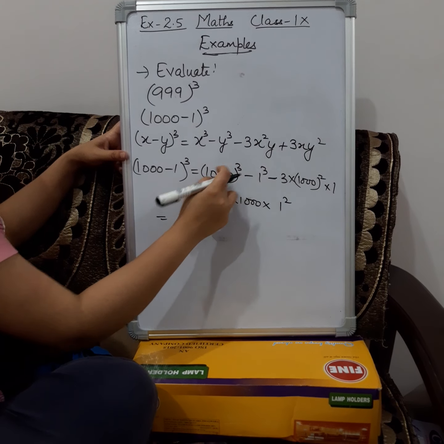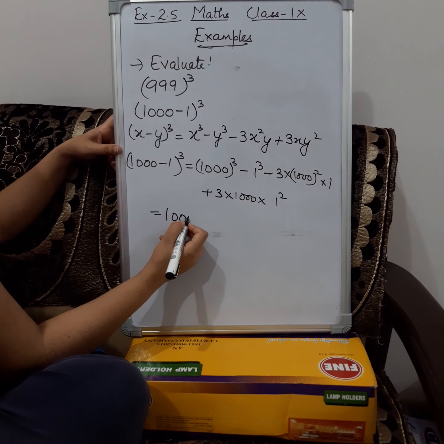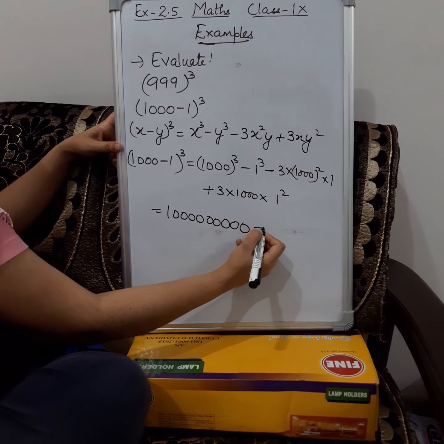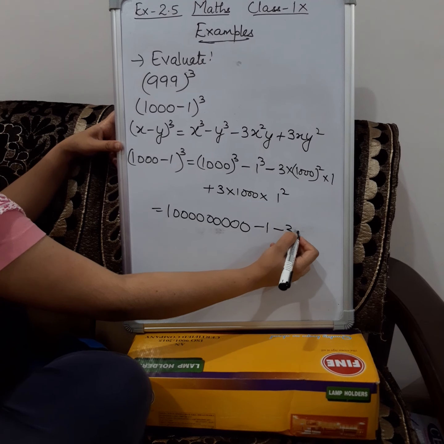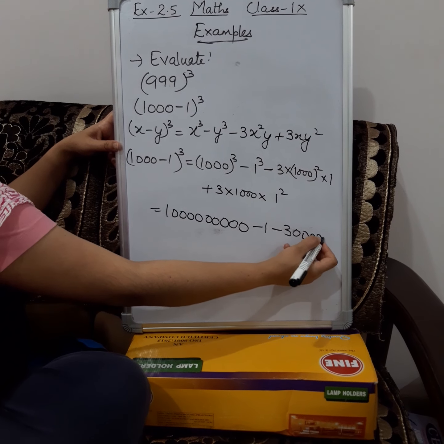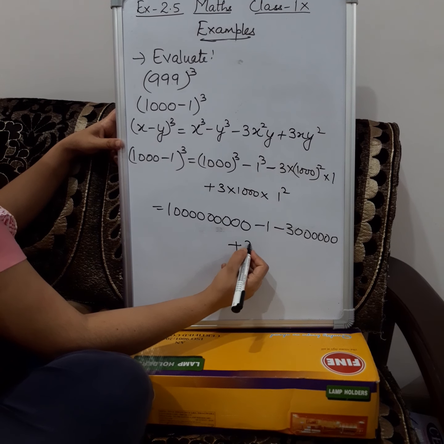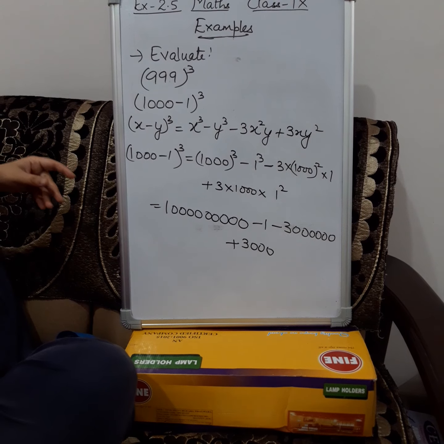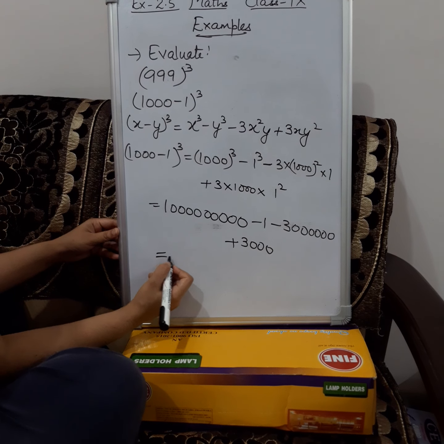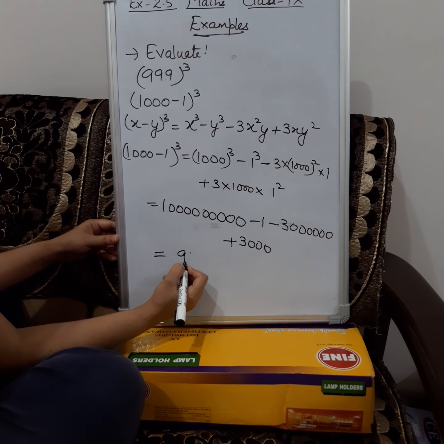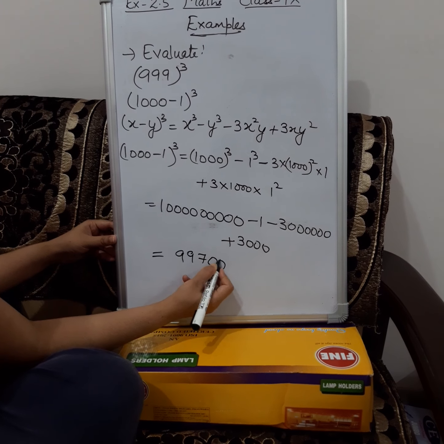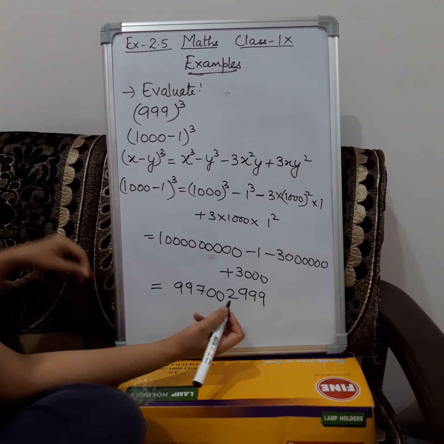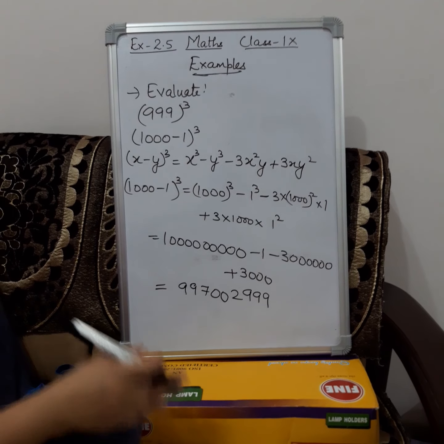Now see again, cube is there, so what number will it become? 1000 cube is 1000000000, minus 1, minus 3000000, and plus 3000. So after solving, what answer are we getting? 997002999. So this is our answer.